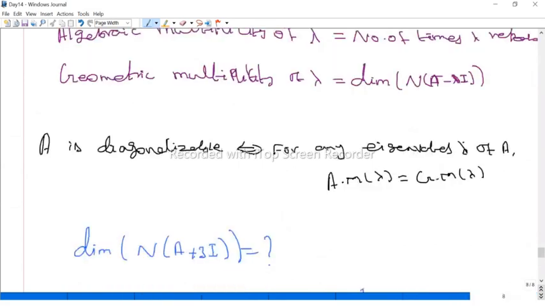So this is a very important point. A matrix is diagonalizable if and only if for every eigenvalue of A, the arithmetic multiplicity and the geometric multiplicity are equal. In general, the geometric multiplicity of lambda is less than or equal to the arithmetic multiplicity of lambda. So the arithmetic multiplicity is at least the geometric multiplicity, and the geometric multiplicity is at least 1. This is always true. But if they are equal for all eigenvalues lambda, that is a diagonalizable matrix.